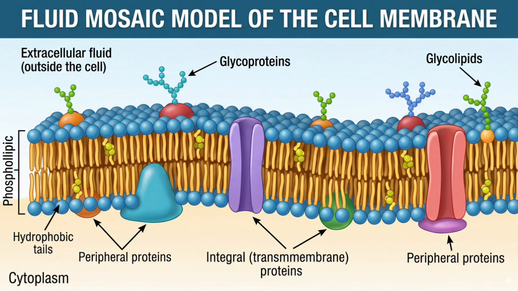Let's break that down. Fluid means the components can move, they are not locked in place. Mosaic means it's made up of different pieces: proteins, lipids, cholesterol, all arranged in an irregular pattern. So instead of a solid wall, think of a constantly moving puzzle. But what exactly is moving? And what are these pieces made of?